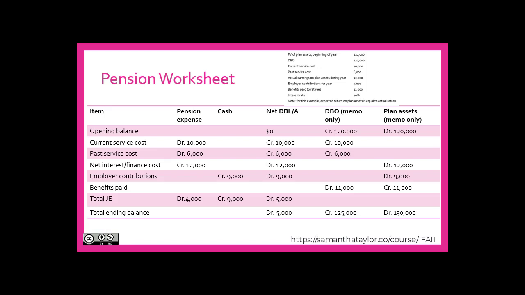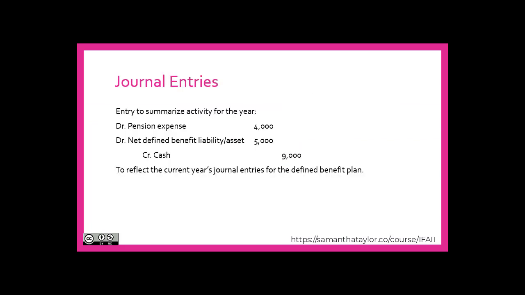All right, let's look and see how that looks in our journal entries. Our summary for the year is a debit to pension expense for 4,000, a debit to our net DBA for 5,000, and a credit to cash for 9,000.